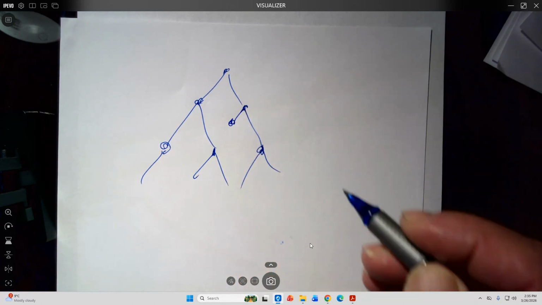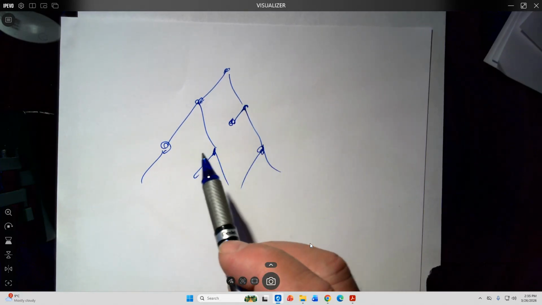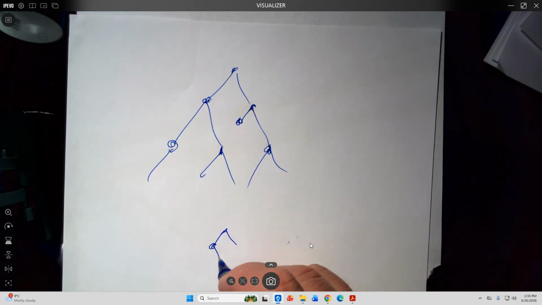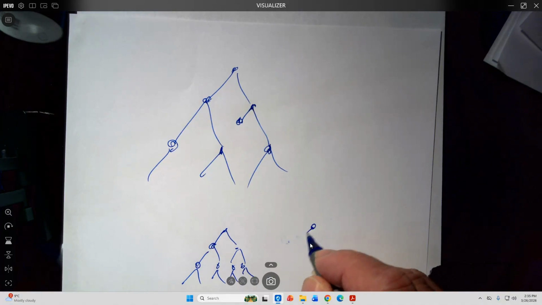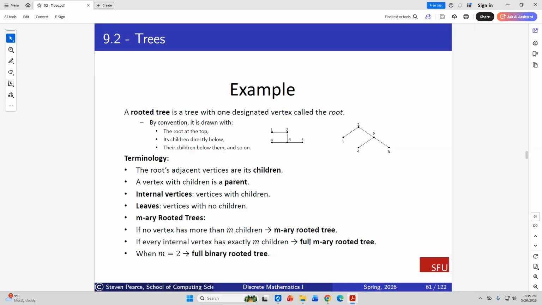If it did this, then each node has a branching factor of 2, although this is really weird the way we've arranged it. This is it right here. So this is a full binary tree. This is a full trinary tree. It gets messy after a while, but you get the idea. When m equals 2, it is a full binary rooted tree. So that's what we've just drawn over here.